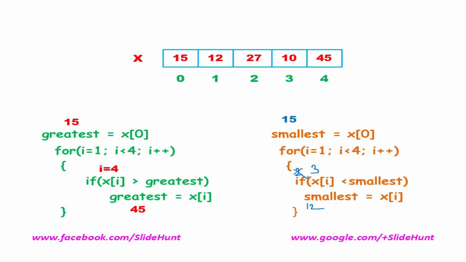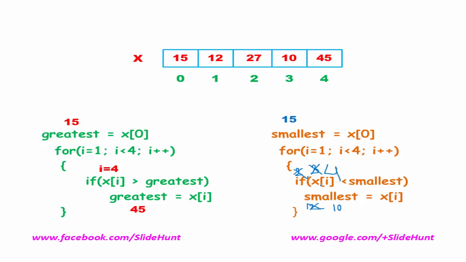Then check this condition again. X of 3 less than smallest. X of 3 is 10 and smallest is 12. So 10 less than 12. Yes, it is true. So we copy 10 to smallest. So now smallest equals 10. Then we again increment the value of I by 1 and this time I equals 4.